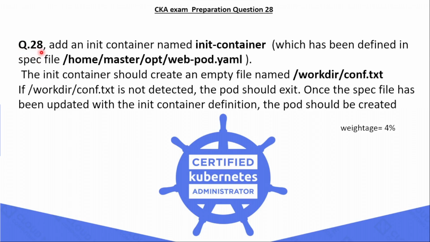Question number 28 is, add an init container named init-container into the YAML file. You can find the YAML file in this specific path. The init container should create an empty file named /workdir/conf.txt. If conf.txt is not detected, the pod should exit. Once the spec file has been updated with the init container definition, the pod should be created. Without further delay, let's kickstart.